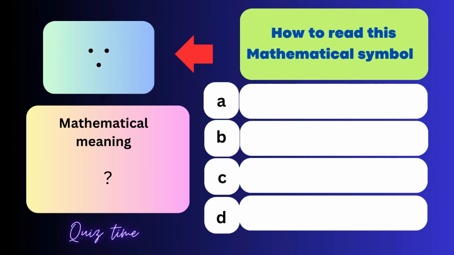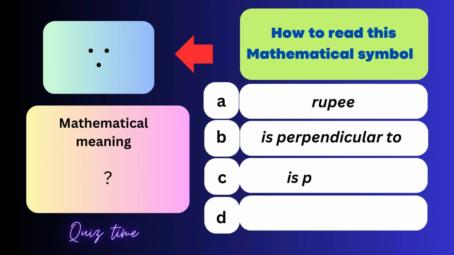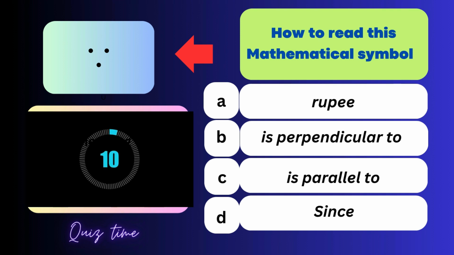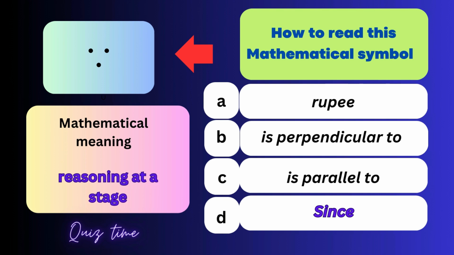How to read this mathematical symbol? A. Rupee. B. Is perpendicular to. C. Is parallel to. D. Since. The answer is D. Since.